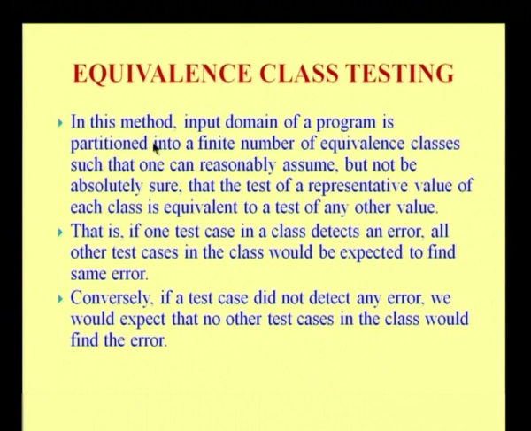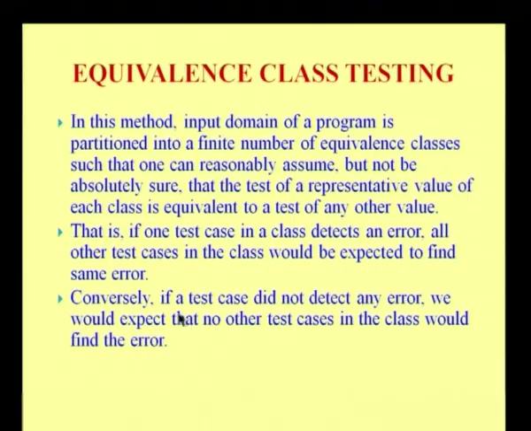In this method, the input domain of a program is partitioned into a finite number of equivalence classes such that one can reasonably assume, but not be absolutely sure, that the test of a representative value of each class is equivalent to a test of any other value. That is, for your better understanding, if one test case in a class detects an error, all the other test cases in the class would be expected to find the same error.